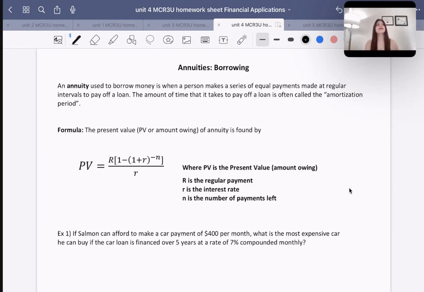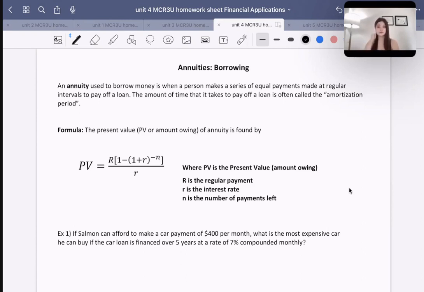So, for example, let's say that we are borrowing $500,000 in order to buy a house, or maybe we're borrowing $50,000 to buy a car, and we're going to make an equal series of payments to slowly but surely get that loan paid off, right? So the formula we're going to use for this is the present value. So at the present moment, how much do we owe?